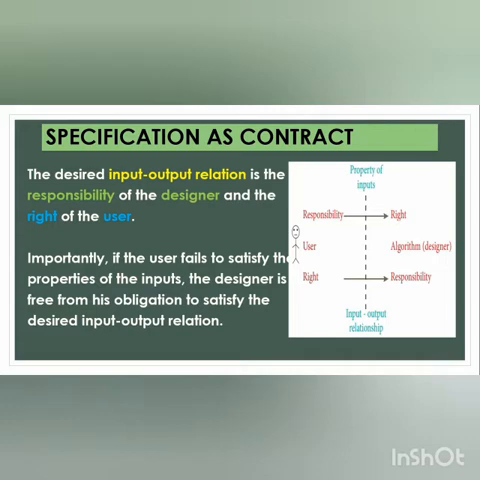So, to write an algorithm, specification is very important. The user has to give the correct input properties to the designer, then only the designer will think and create a relationship between the input and output. Otherwise, the user will not get the desired output.